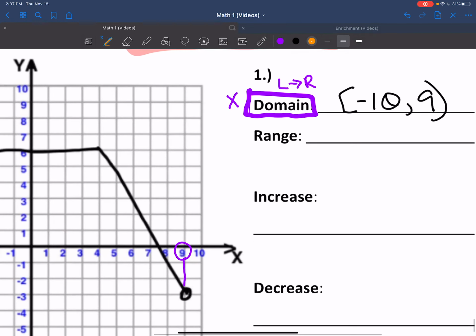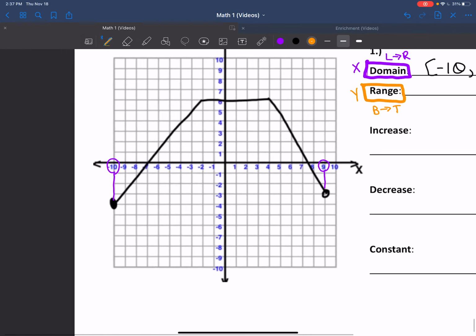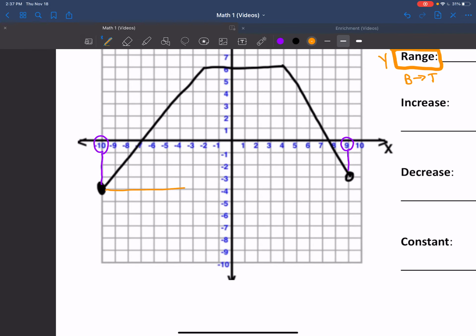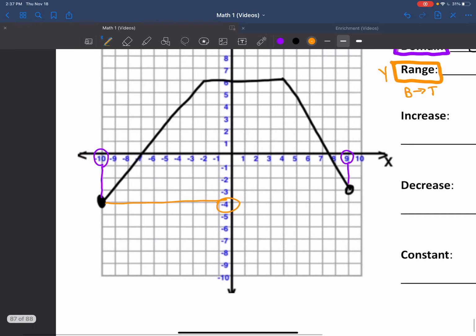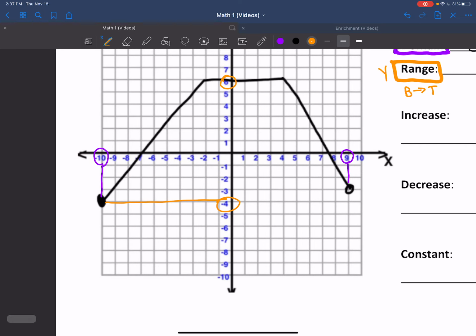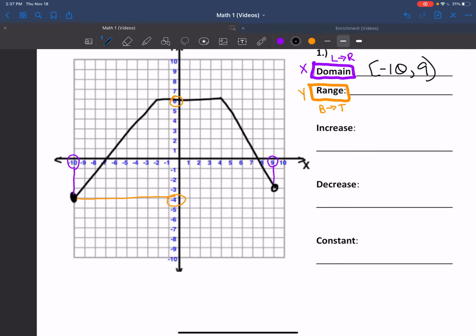Next up, we have the range. So I'm going to use orange for range. And remember, range is going from the bottom to the top, and we use the y-axis. It's the only one. So the bottomest y value is the -4. The toppest y value is 6. So we have -4 to 6. Both of these are brackets. The -4 is a closed bracket because it's a closed dot. The 6 is a closed bracket because it's part of the line.